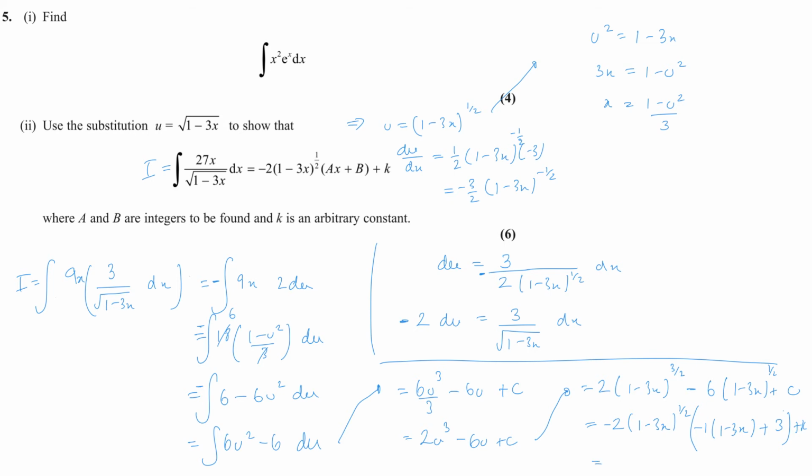Plus k. Minus 2, 1 minus 3x to the half, brackets, and we got minus 1 plus 3 is 2, and we've got minus times minus, so we've got 3x plus 2 inside plus k, and that is a and b to be found, and k is a constant. Sorry for just about squeezing it in, I should have made more room early on in the question.